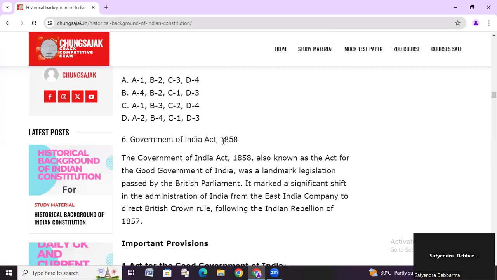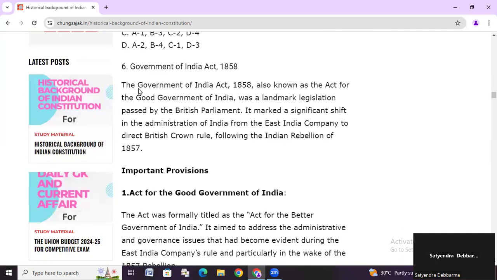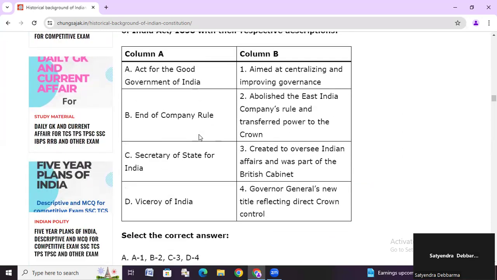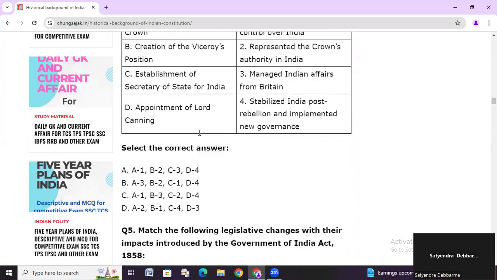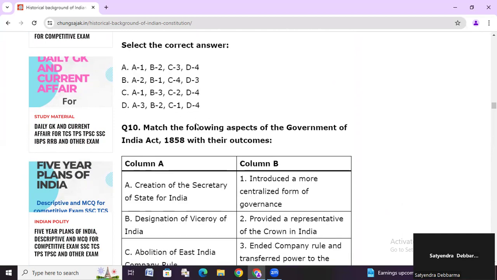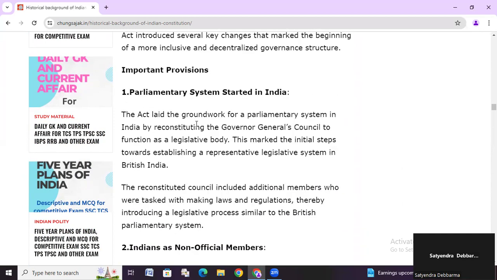Government of India Act 1858. Explanation and MCQ.